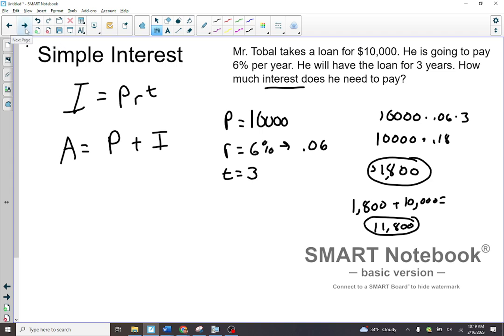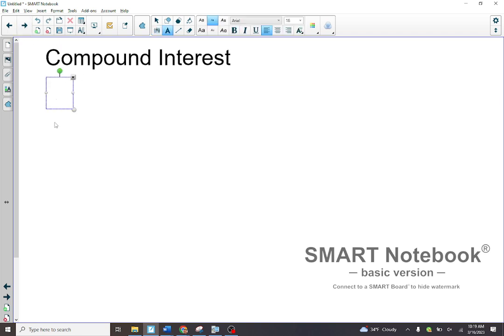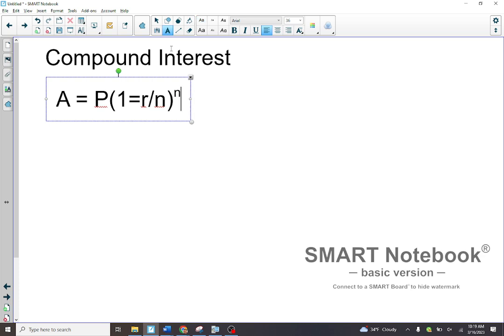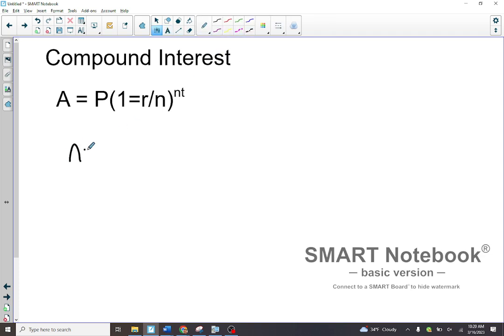Okay. All right. Our compound interest formula: the amount equals the principal times 1 plus r over n, to the power of nt. The difference in this one is that n is included, which is the number of times per year. R is still rate, T is still time. Oh, it's plus. I wrote an equal sign there.